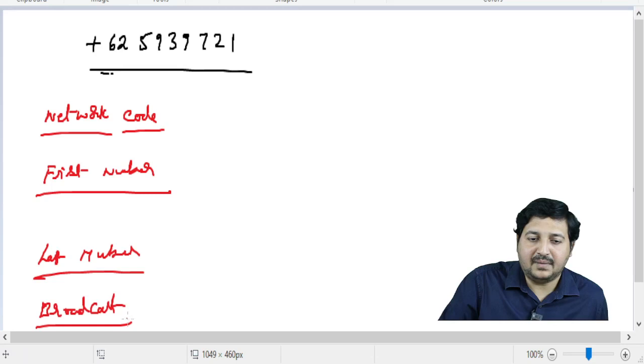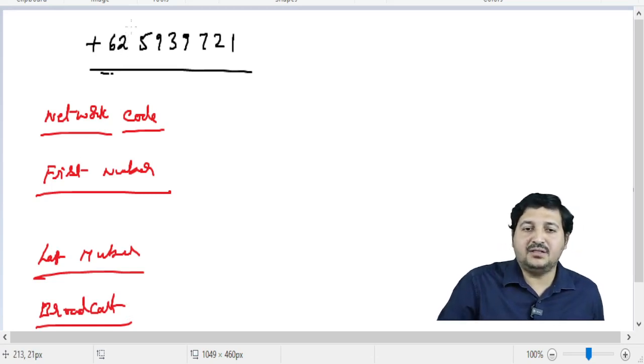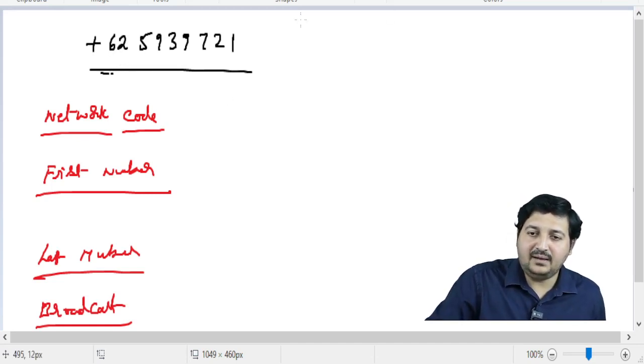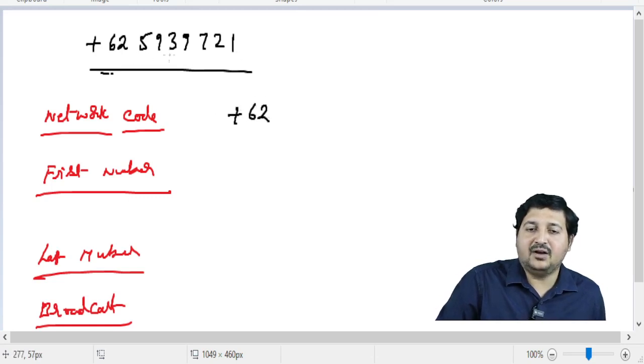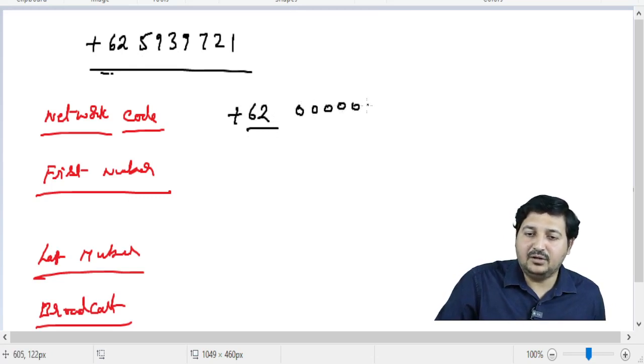Later I'm going to explain what the meaning of broadcast is. See, area code, you know what the area code is? The area code will be the same for all the numbers. What will be the area code? The area code will be +62. Why? By keeping all zeros in all 8 bits of my telephone number, I get this area code.